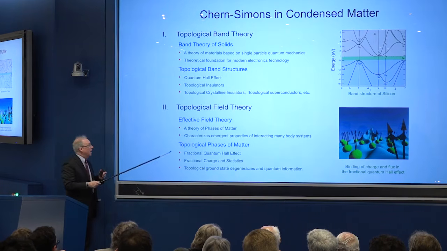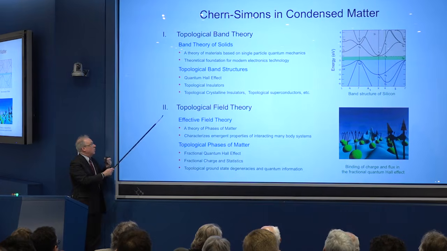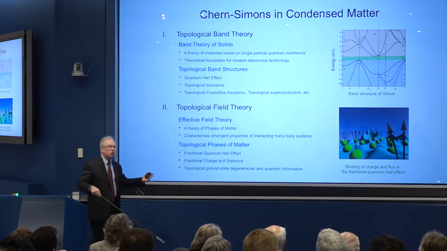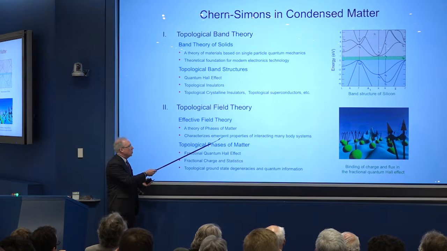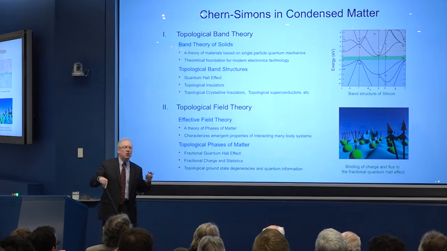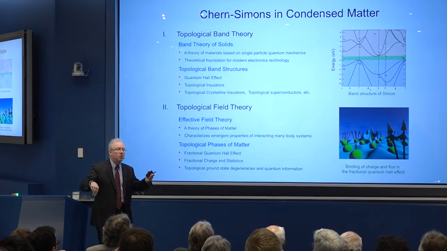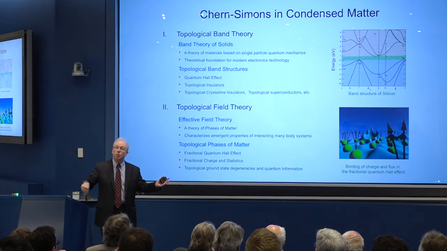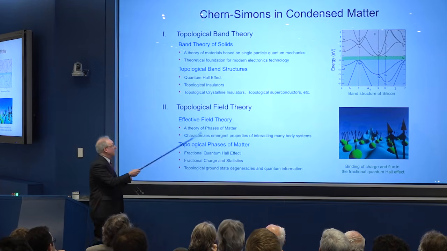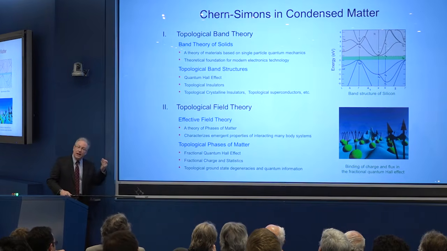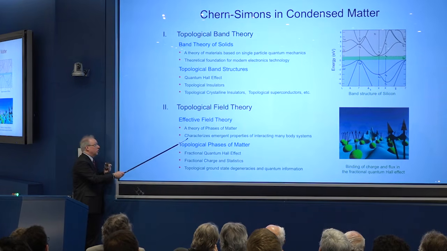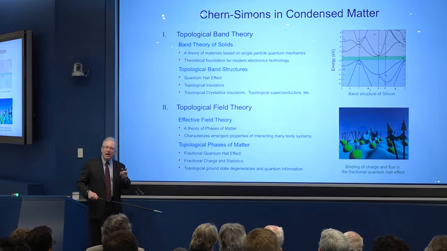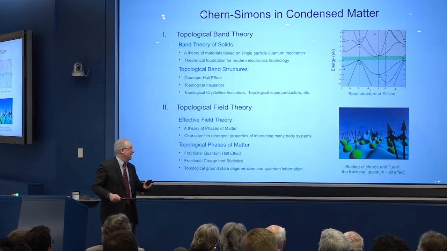Okay, and what an effective field theory is able to do is characterize the essential emergent properties in strongly interacting particle systems that are composed of many, many, many particles. This is a much more difficult problem, but effective field theory allows us to get a handle on understanding the emergent behavior. And topological phases of matter can have remarkable kinds of emergent behavior, okay?